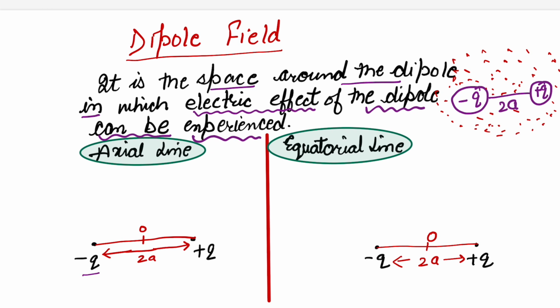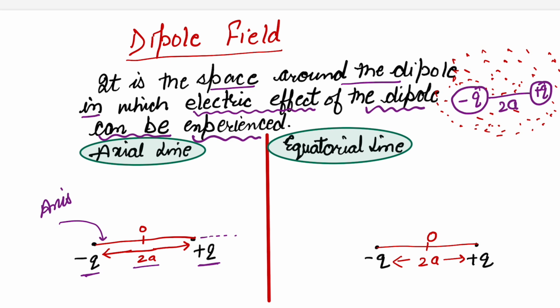This is minus Q charge and this is plus Q charge. They are joined by a line that is two-way. The line joining the minus Q charge and the plus Q charge is called the axis of the dipole. This line is called the axis of the dipole, at which you have placed the charges.